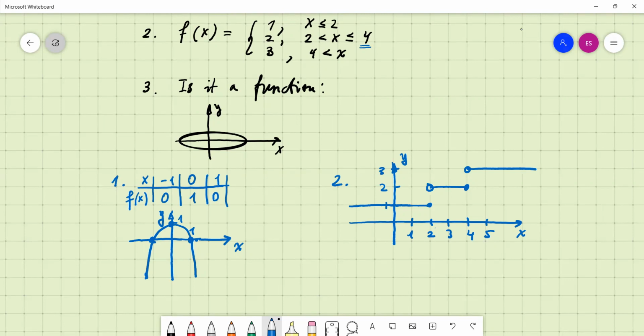And the last example, I'm just going to solve it right on my picture. I'm going to draw a vertical line and see that my vertical line intersects my graph twice, right? So two different y's, y1 and y2, for one x. Not a function, right? Not a function. The graph does not pass the vertical line test.